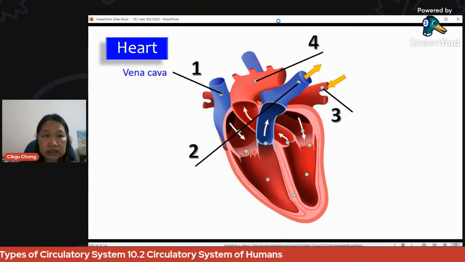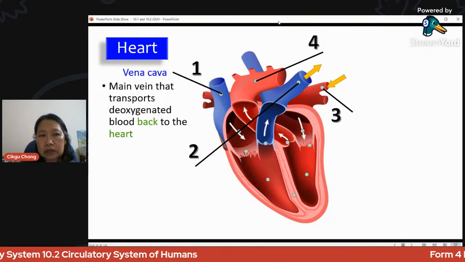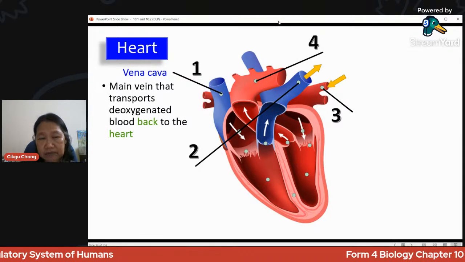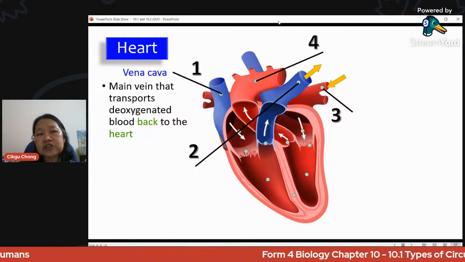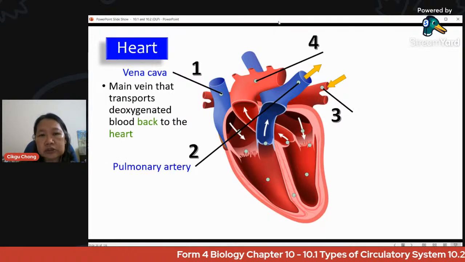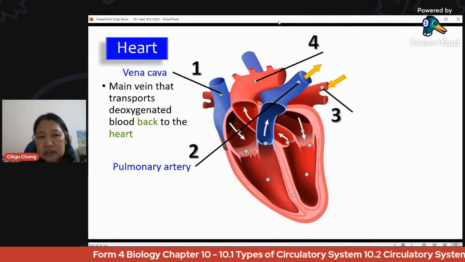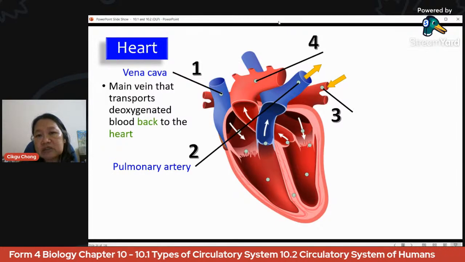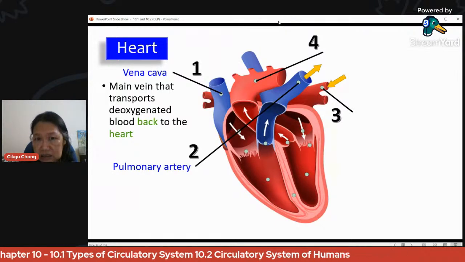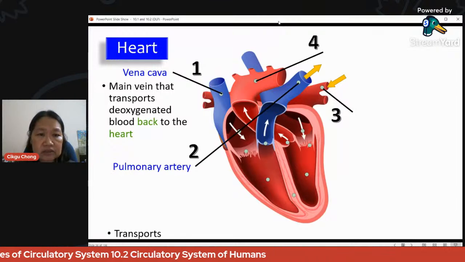Okay, so now we see the detail. Vena cava transports the oxygenated blood back to the heart. So it doesn't show only one, actually superior and inferior. Number two, you have the pulmonary artery. This is the blood vessel that channels blood to the lungs to carry fresh supply of oxygen.